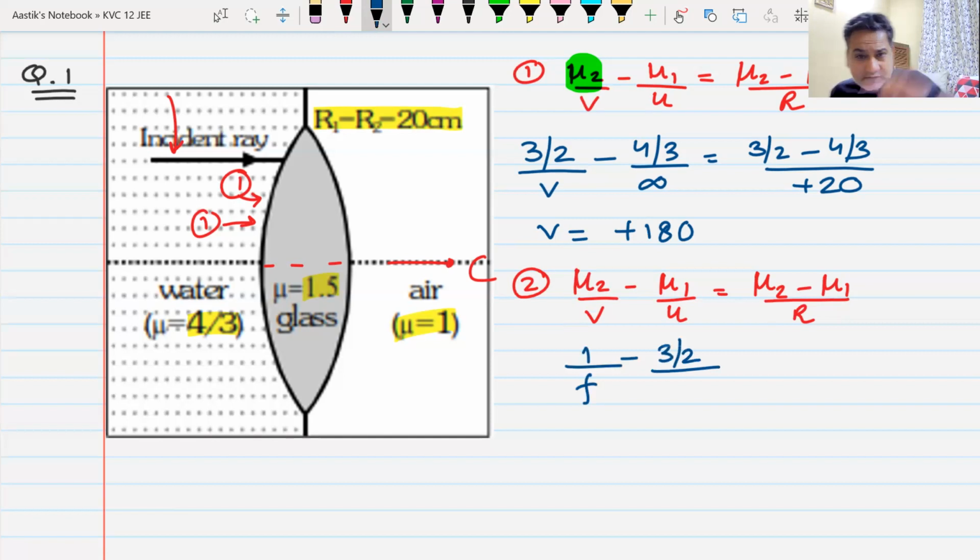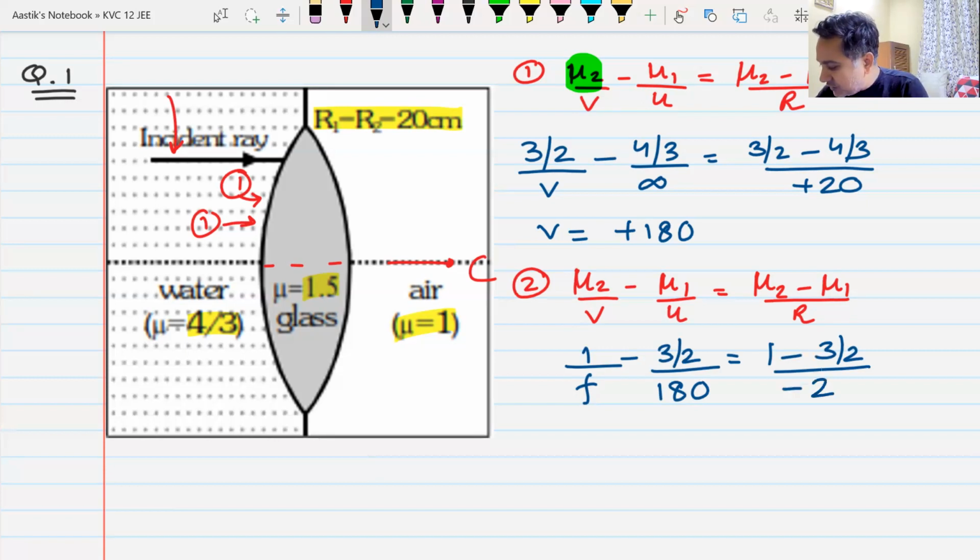What is the value of u here? u for this surface is v for that surface. Do we understand this? 180. 180 will be equal to mu2, which is 1, minus 3 by 2. What is the value of R, my dear friends? Minus 20. You put these values together, you will get the value of f, and I think the value of f that you are getting is going to be 30 centimeters.